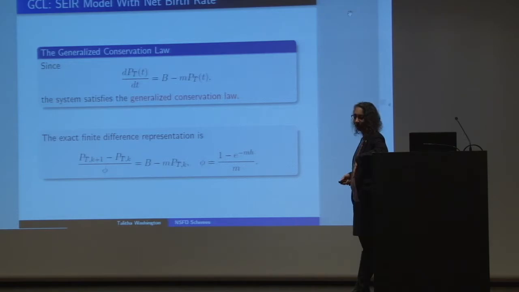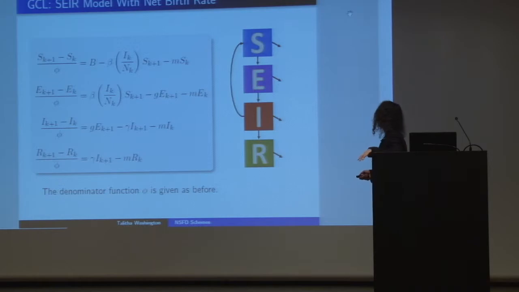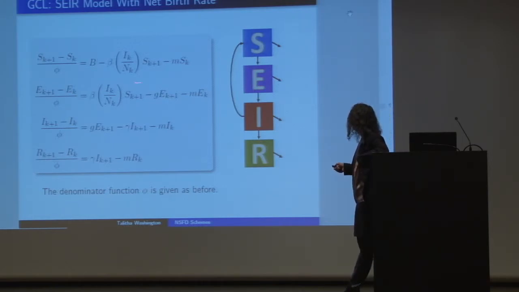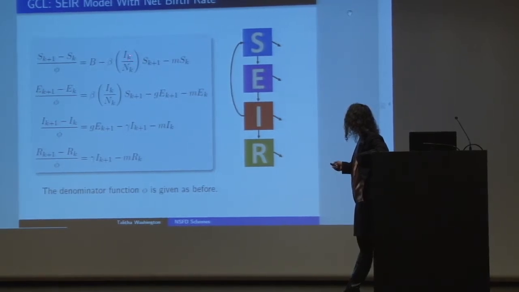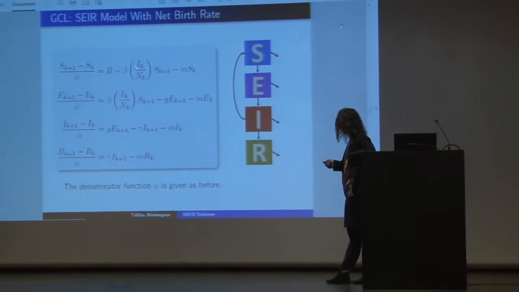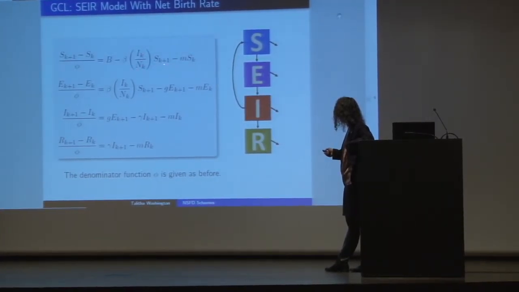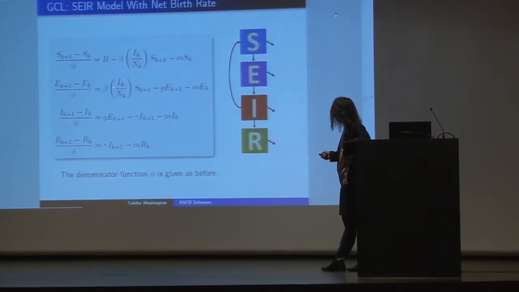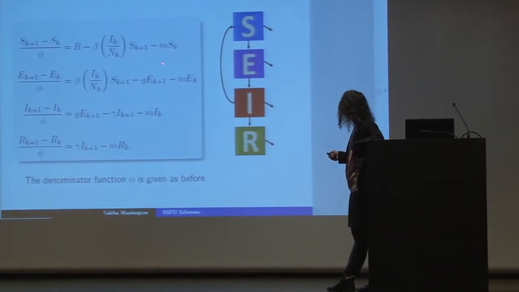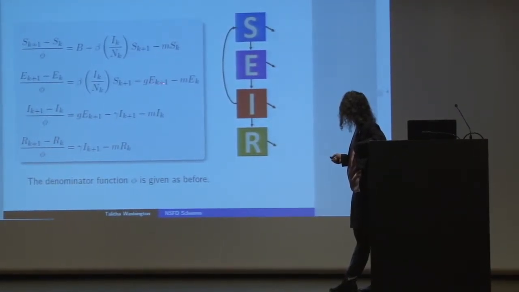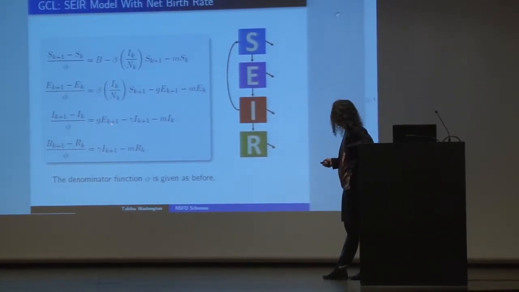That looks similar to before. Maybe the denominator phi should be (1 minus e to the minus mh) over m. Will that work? Well, if we use that phi and discretize in the following way, meaning, if we look at this nonlinear term, we evaluate I sub k over N sub k at the kth time step and this at k plus 1, we duplicate it down here, and we get a little fancy with it, and this evaluates at E sub k plus 1. But note that if you evaluate this at E sub k plus 1, you have to do the same here.